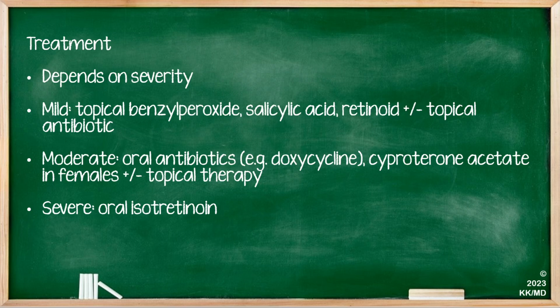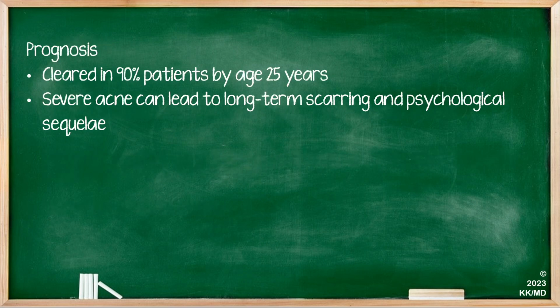The treatment really depends on severity, so we can classify acne as mild, moderate, or severe. In mild cases, topical treatments including benzoyl peroxide, salicylic acid, and retinoid, plus or minus topical antibiotics may be useful. In moderate cases, oral antibiotics such as doxycycline or cyproterone acetate in females, again plus or minus topical therapies may be useful. In severe cases, oral isotretinoin is required, and this requires a secondary dermatology opinion. In 90% of cases, acne is cleared by the age of 25. However, severe acne can lead to long-term scarring as well as psychological sequelae.